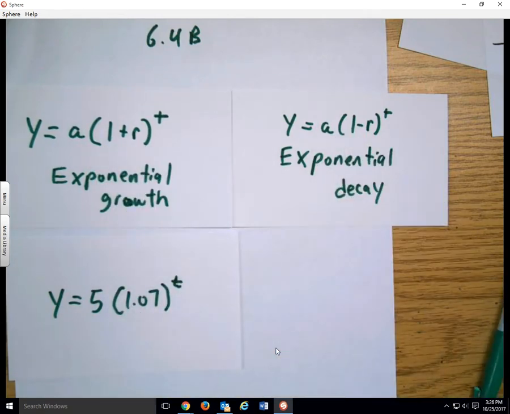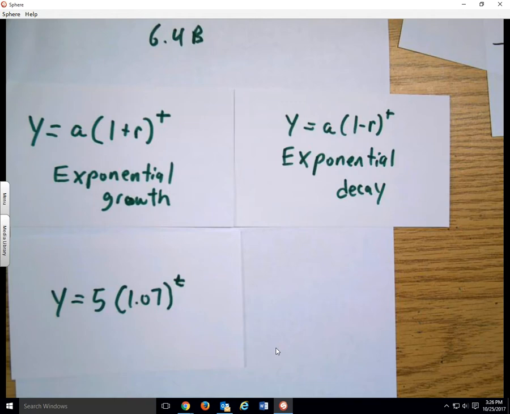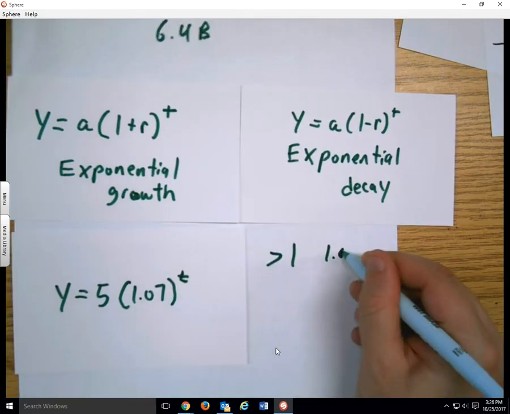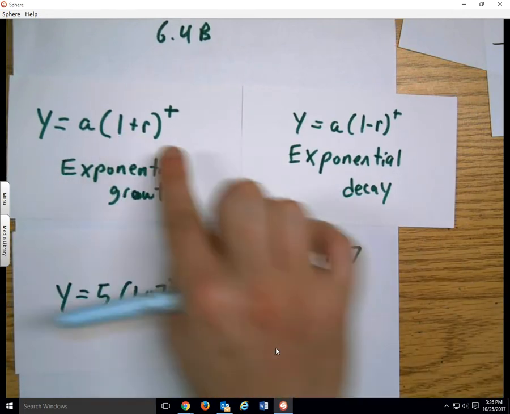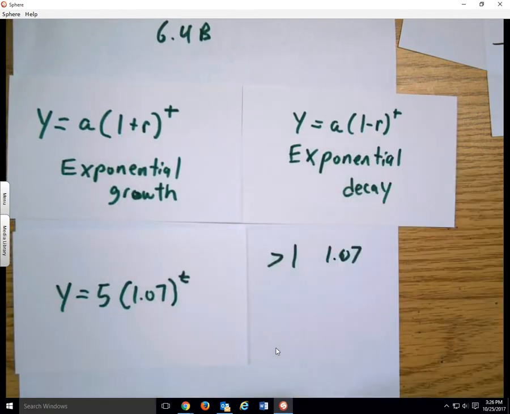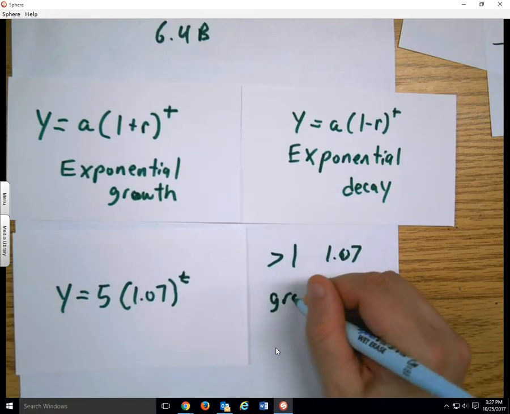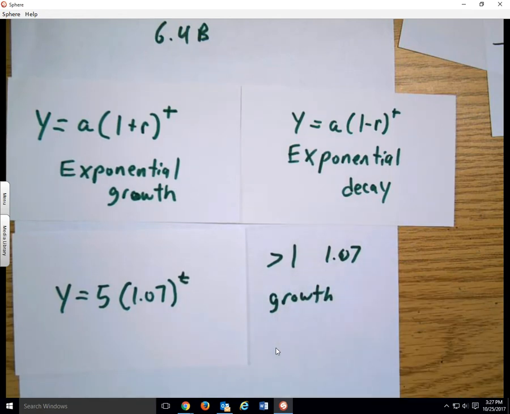Well, how do you answer this question? One thing you could do is see that it's actually more than 1. It is more than 1, right? It's greater than 1. It's 1.07. And so if it's more than 1, it must be 1 plus something, not 1 minus something, right? Because it's more than 1, so you know that it's exponential growth.